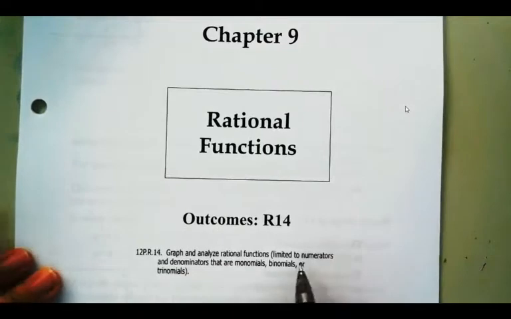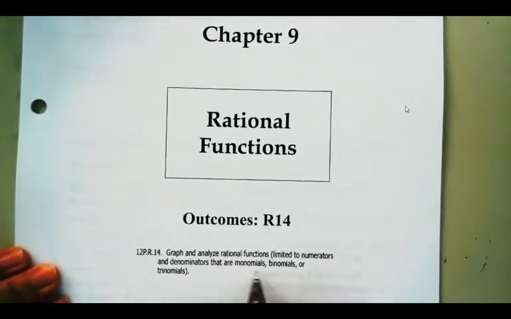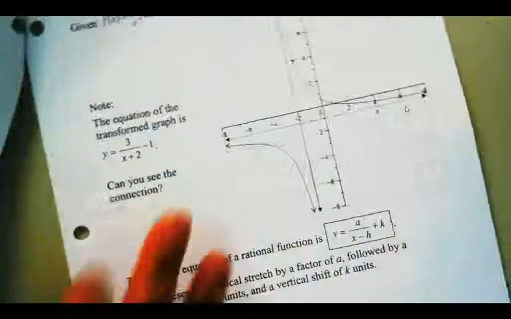So we're going to limit the numerators and the denominators to monomials, binomials, or trinomials. So that means to the power of 3 is going to be the biggest thing. We're not going to have to the power of 4. Okay? All right.